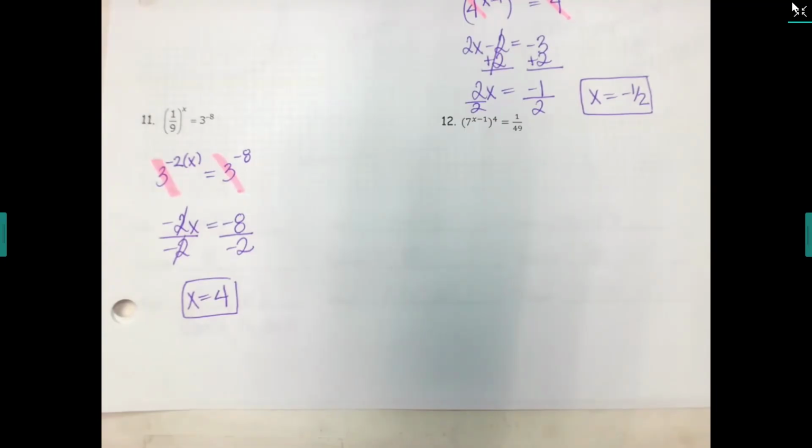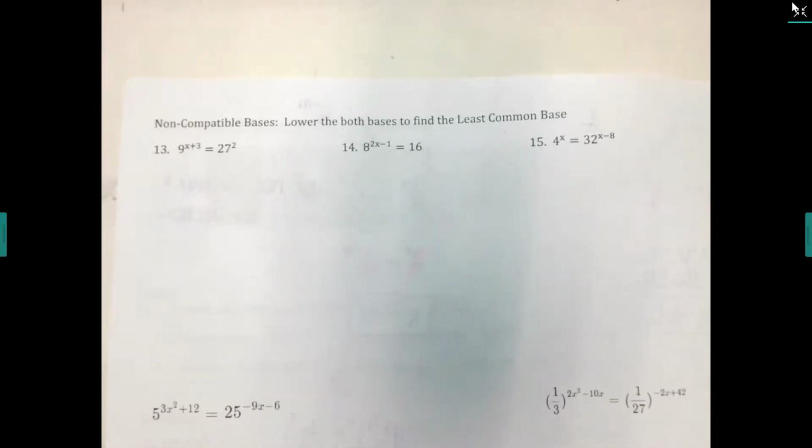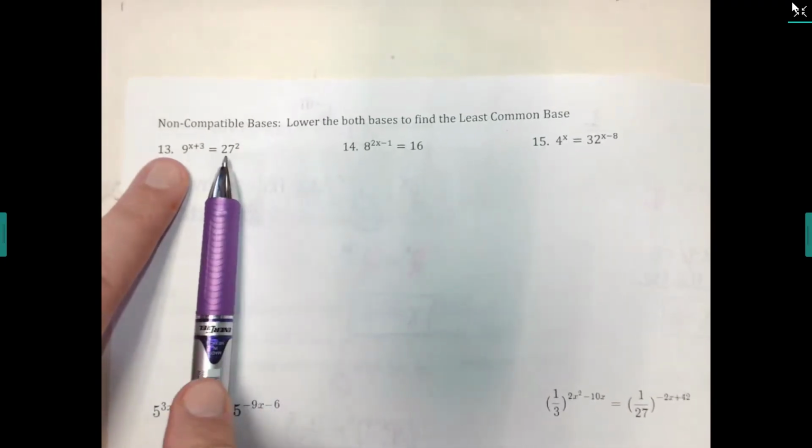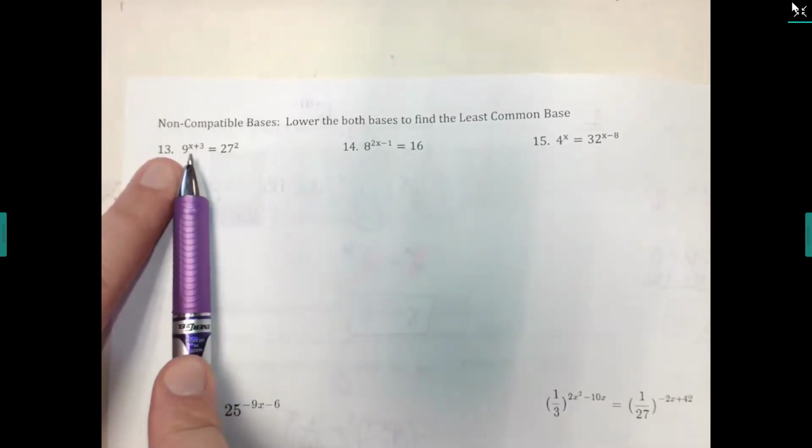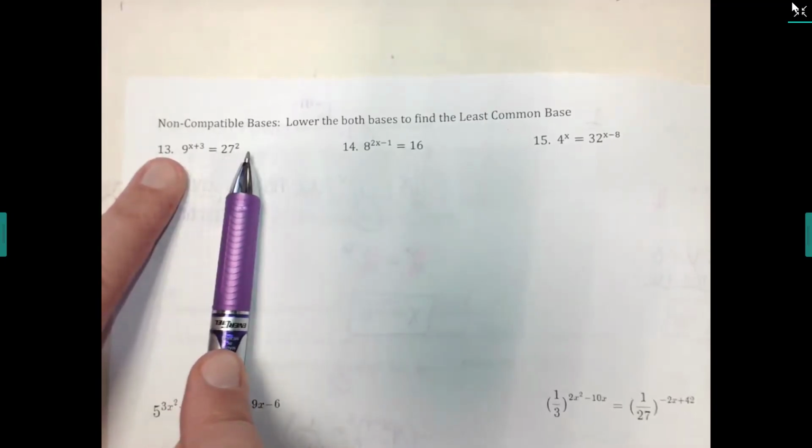We are almost done. Okay, the last thing is what I am going to call non-compatible bases. And the reason that I say that is, will you take a look at number 13? My bases are a 9 and a 27. Normally, here's what I would have you do. Look up 27 in the 9's chart. So can you go look at your 9's chart? Is 27 ever in there? No, that's why I'm saying they're not compatible.